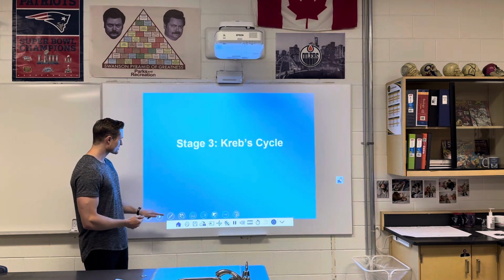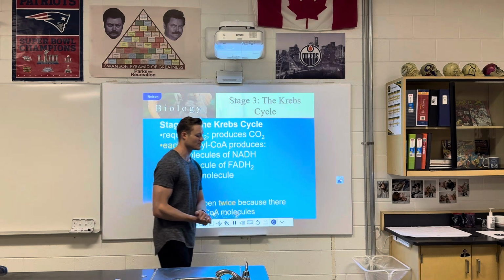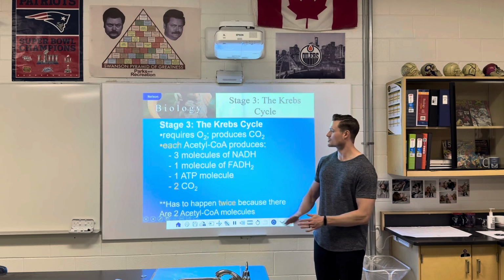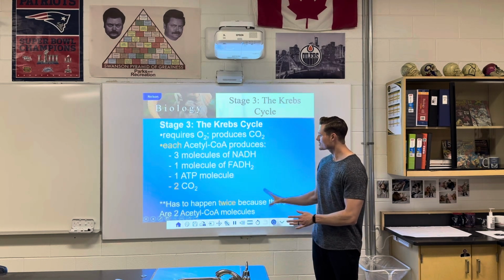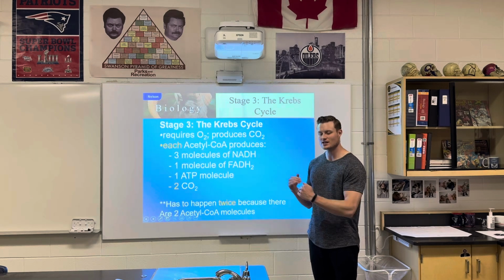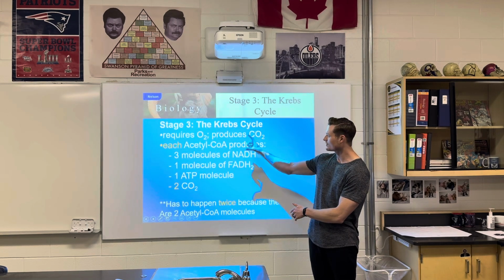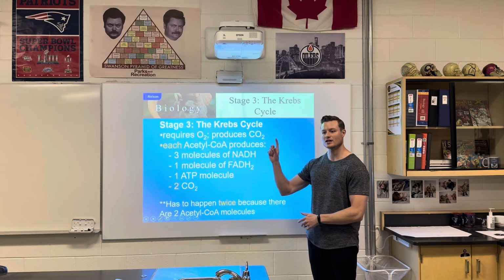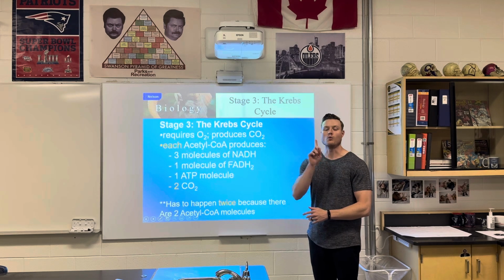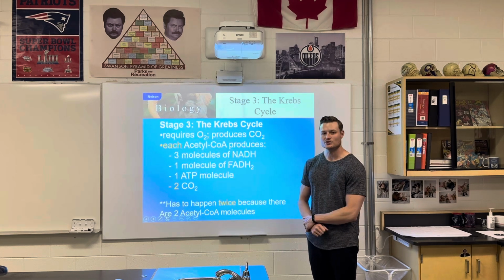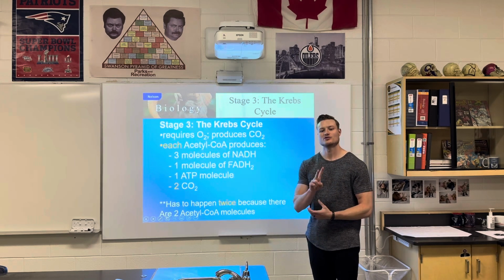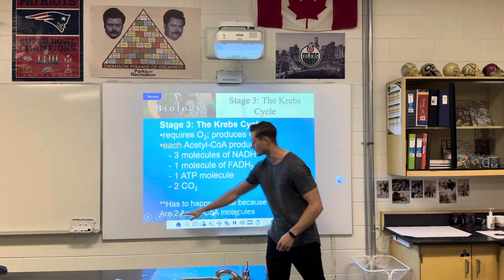Okay, each acetyl-CoA is now going to enter the Krebs cycle. This is also taking place inside of the mitochondria. What we're going to do is run the acetyl-CoA through a series of reactions similar to Calvin's cycle, where there was that series of steps happening along the way. Same idea here. We're going to run the acetyl-CoA through a cycle of reactions that will produce 3 NADHs, 1 FADH2, 1 ATP, and then 2 CO2s. Notice how this happens twice because there are 2 acetyl-CoAs. So let's take a look.